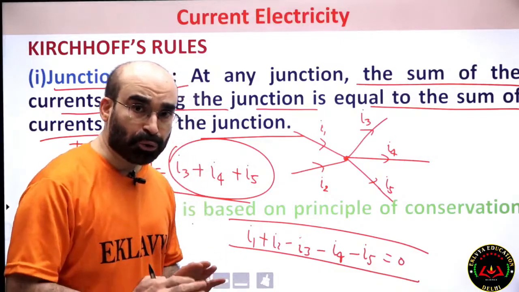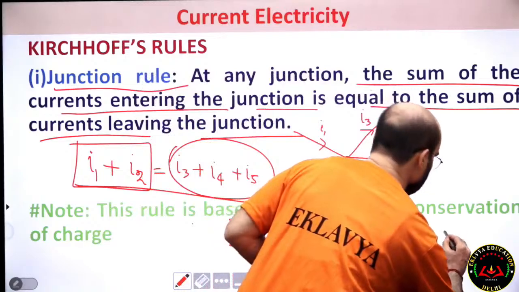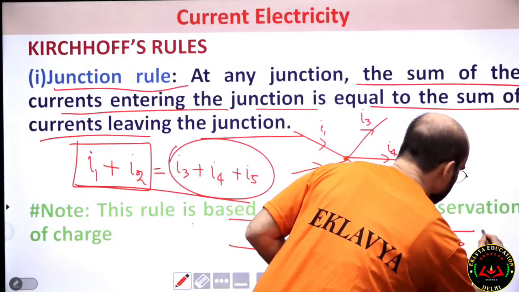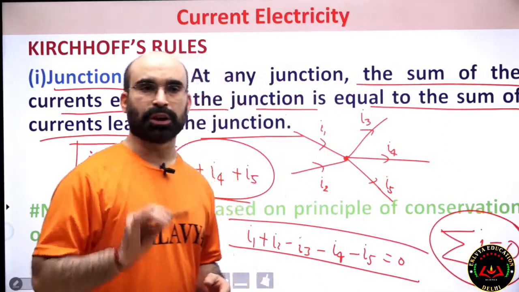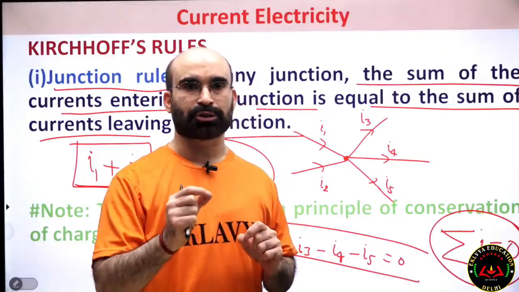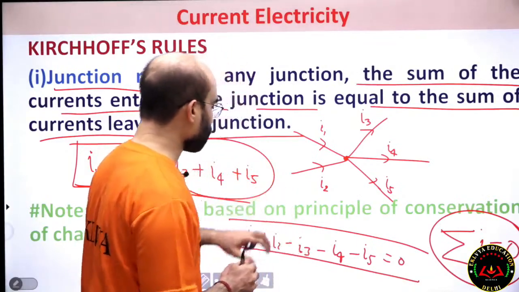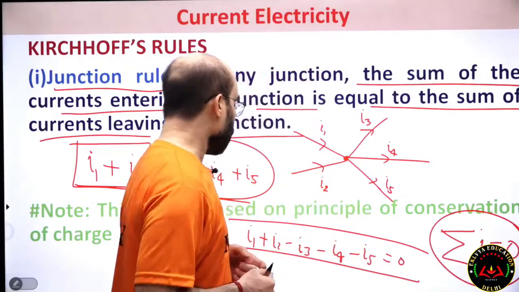So in other words, the same thing can be stated as: the algebraic sum of all the currents at any junction is 0. This is what we can interpret. This is what we can conclude, right?